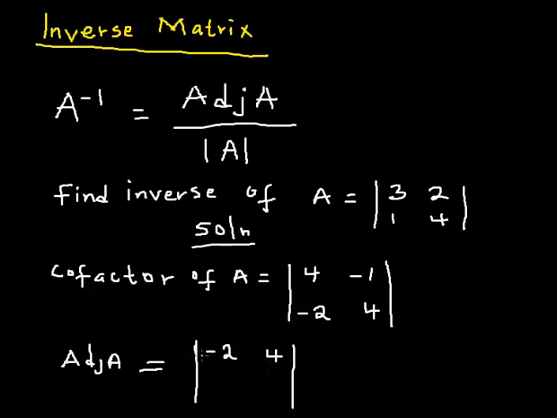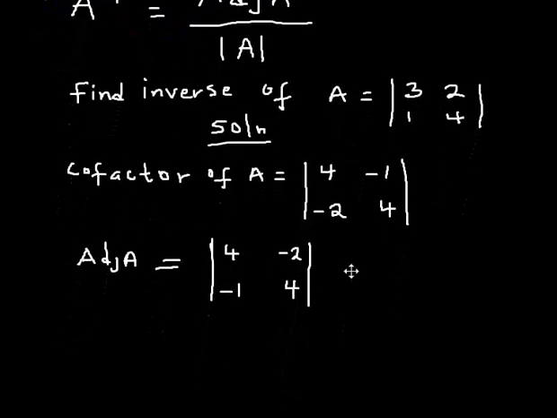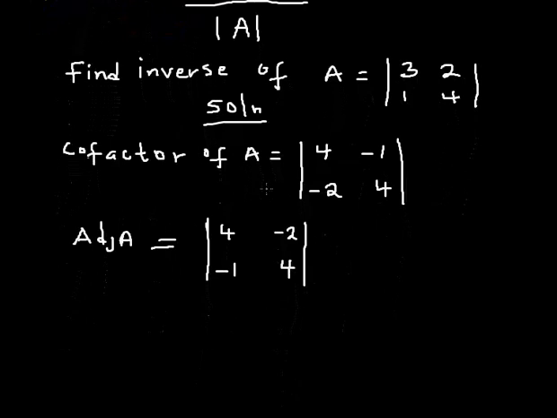Oh, please pardon me, not -2. First, 4 before -2, 4, then -2, -1. Okay, then I have 4. So I haven't gotten the adjoint now. Remember, for me to be able to get my determinant, I must get my inverse. I must evaluate the determinant of this matrix. Of course, you know how we evaluate the determinant of the matrix.